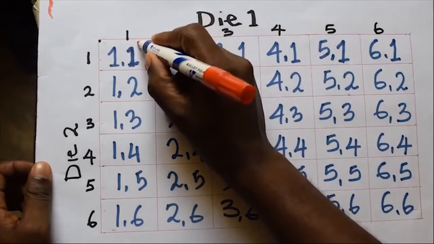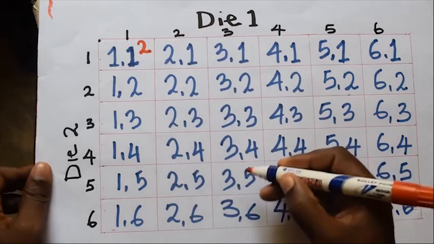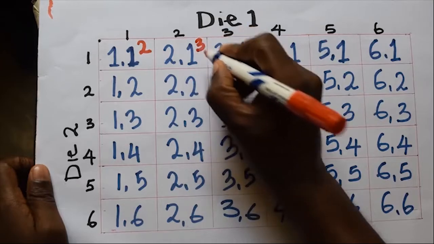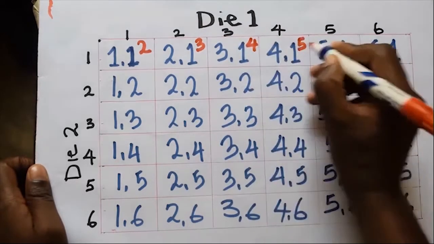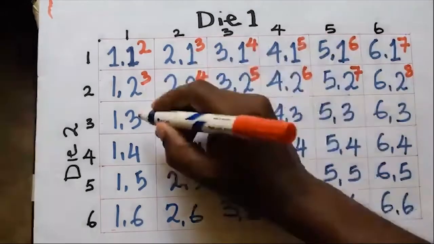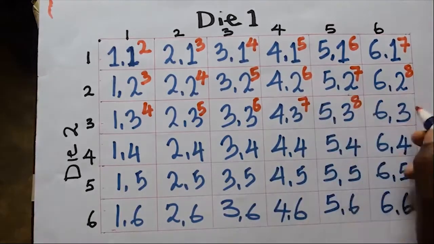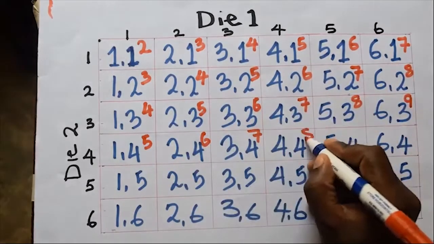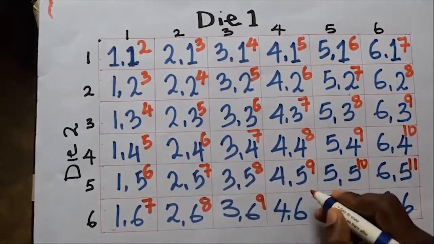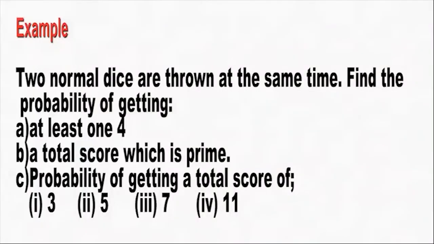When the numbers are added, we get the sum of the scores, or total score, in red color. We can use the total scores to attempt the questions that follow.